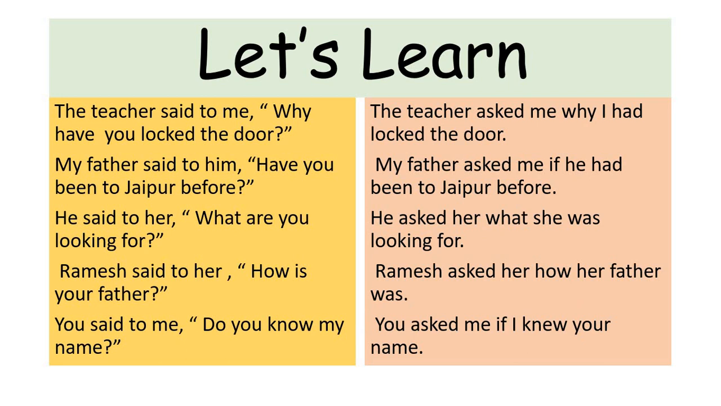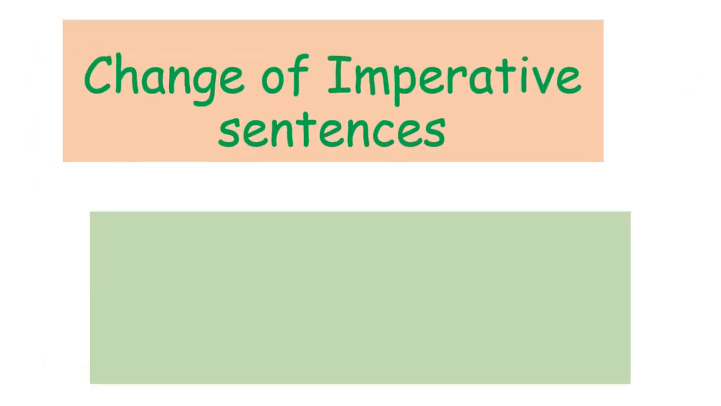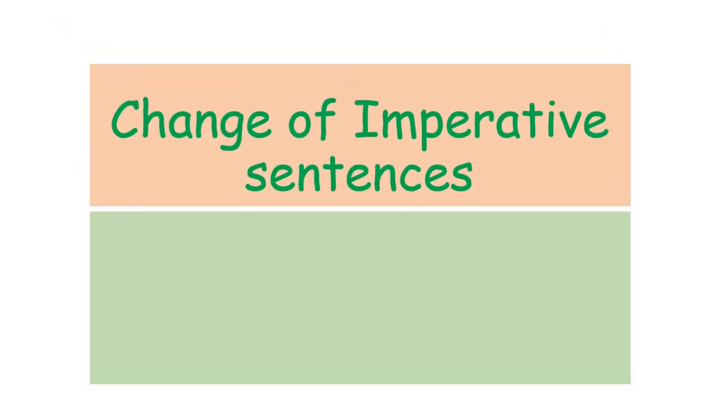So these are the examples that are based on our learning of interrogative sentences, how we convert interrogative sentences into indirect narration, and I hope you have liked it and understood. Then there are the imperative sentences. How do we change imperative sentences into indirect narration?